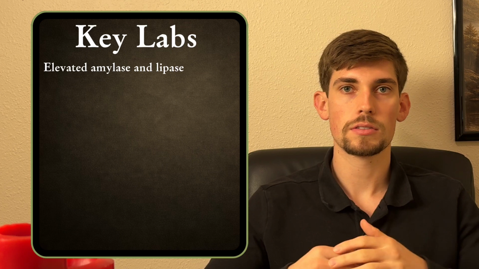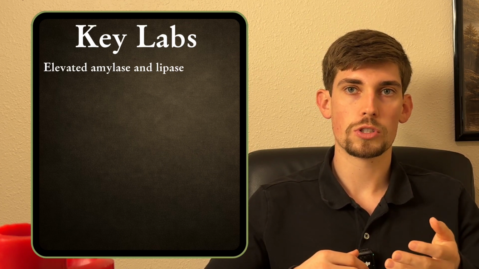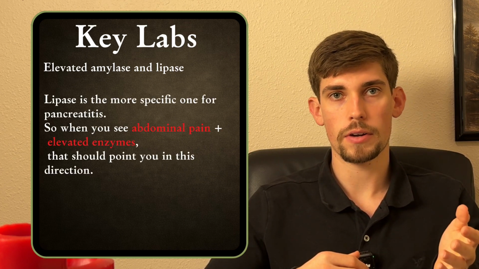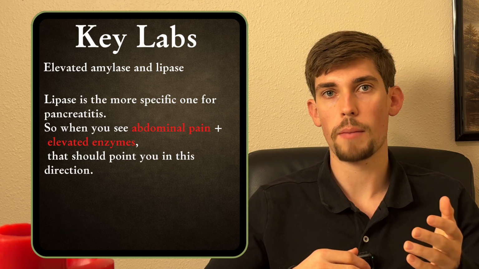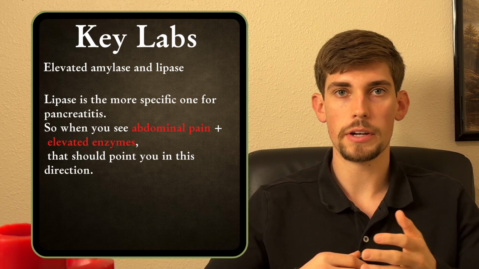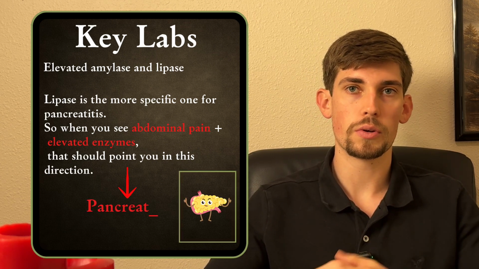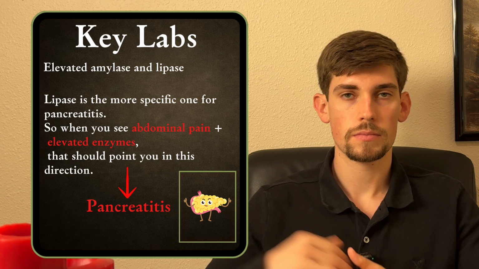Now we're going to talk about the lab values. These are very high yield. Elevated amylase and lipase. Lipase is the more specific one for pancreatitis. So when you see abdominal pain plus elevated enzymes, that should point you in this direction.